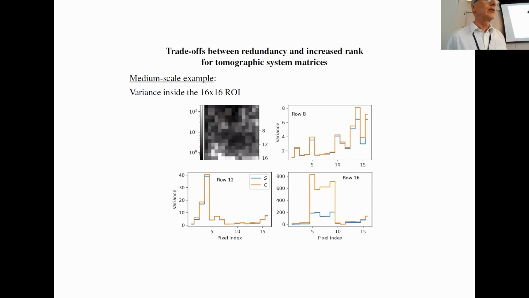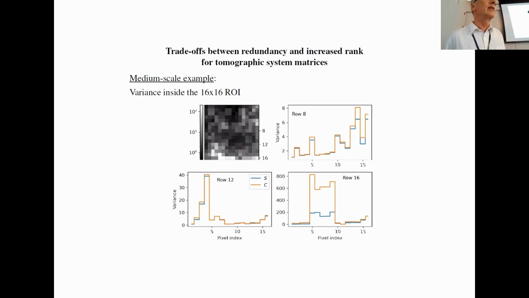So now we try to plot the variance. We did the same calculation of the variances. This 16 by 16 grayscale plot is the variance in the region of interest that was reconstructed. It's not very big, but row 8 is the middle row, row 12 is 3/4 of the way down, and row 16 is the bottom row. And the upper right plot is row 8.